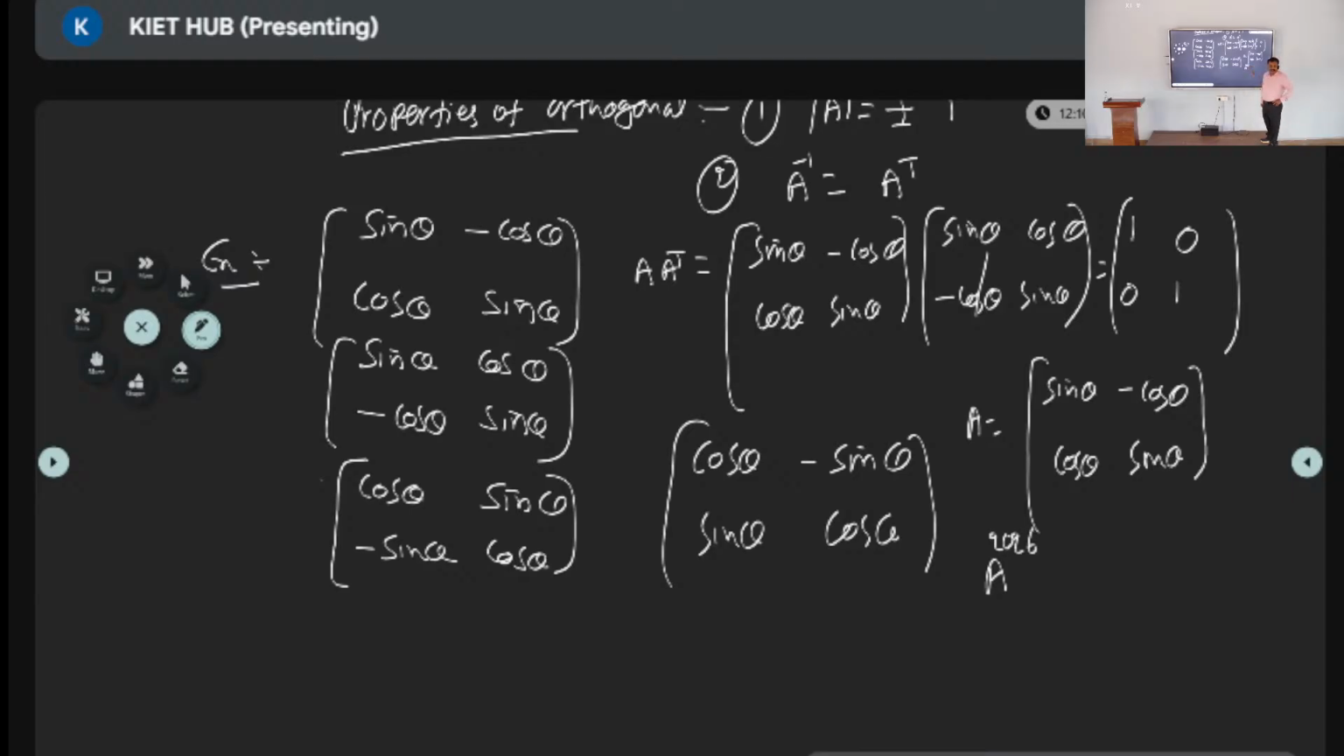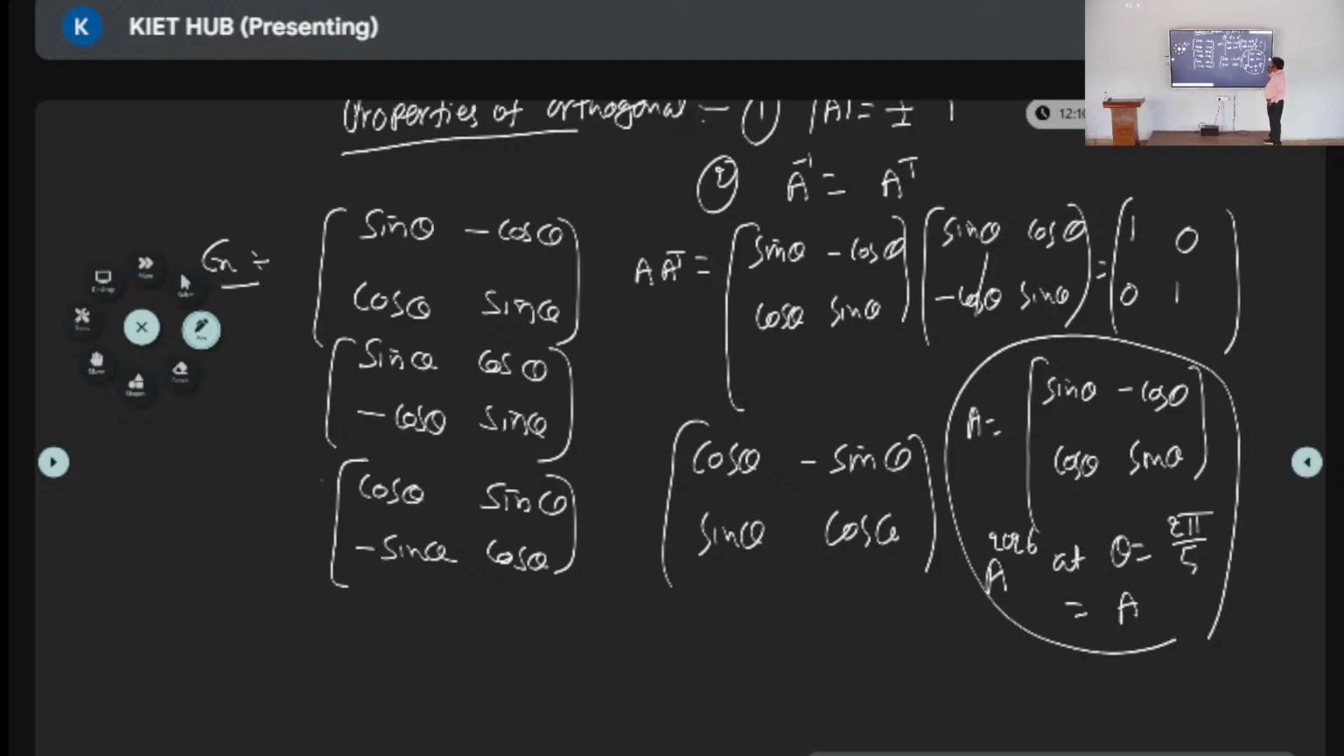A power 2026 at theta equals 2 pi by 5. Try this. A is the answer.